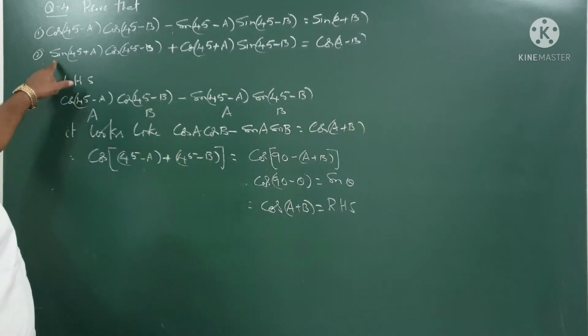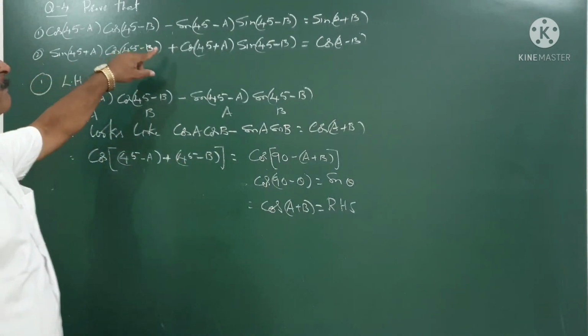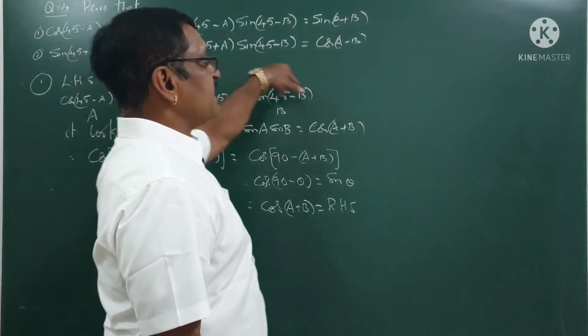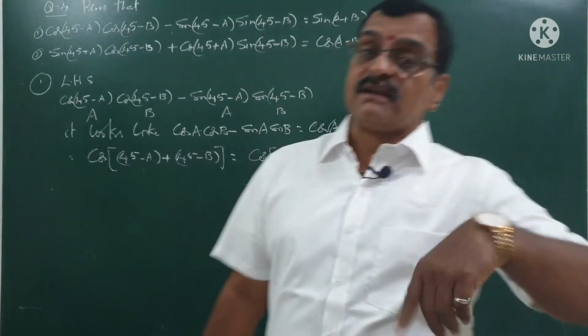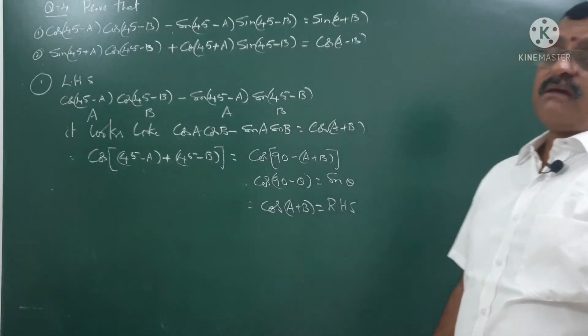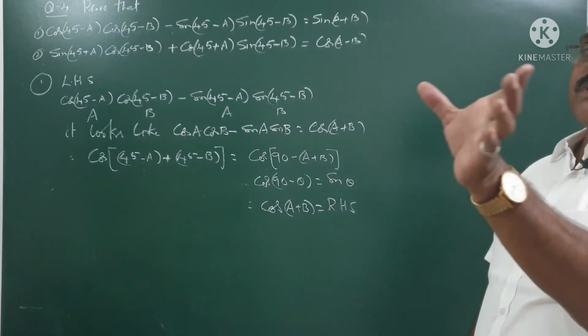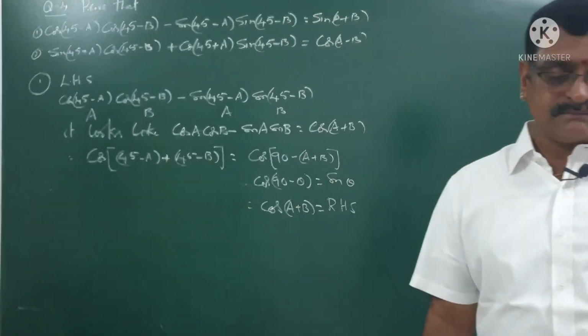It looks like sin a cos b plus cos a sin b, the formula is sin of a plus b. Again bring 45 together, a and b together, you get that expression.